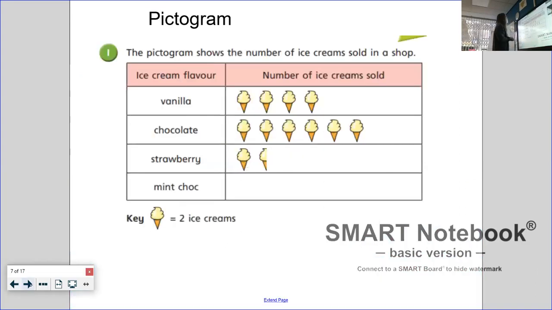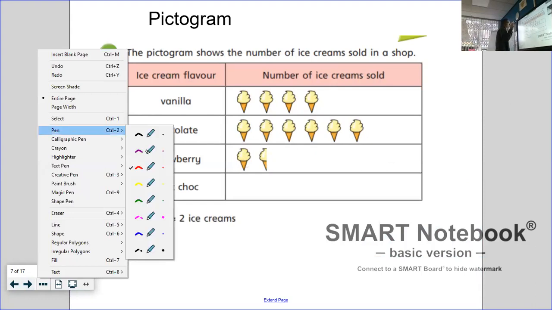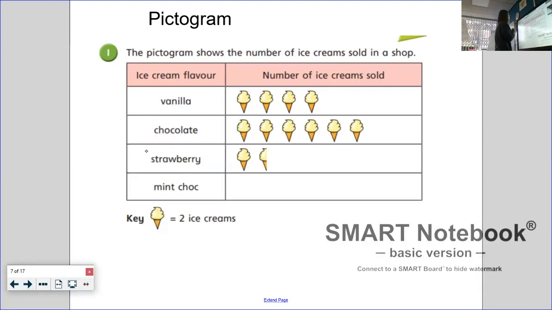There we go. Here is a pictogram. I know you can all see that on your screen now. Here is a pictogram. And it shows the number of ice creams sold in a shop. So before we do anything, this is what I always do. I get my pencil and I write in things to help me to really understand this pictogram. So I've got my ice cream flavours here. You can see that, can't you? They're my flavours: vanilla, chocolate, strawberry, mint chocolate chip. Ooh, in my belly. Number of ice creams sold.